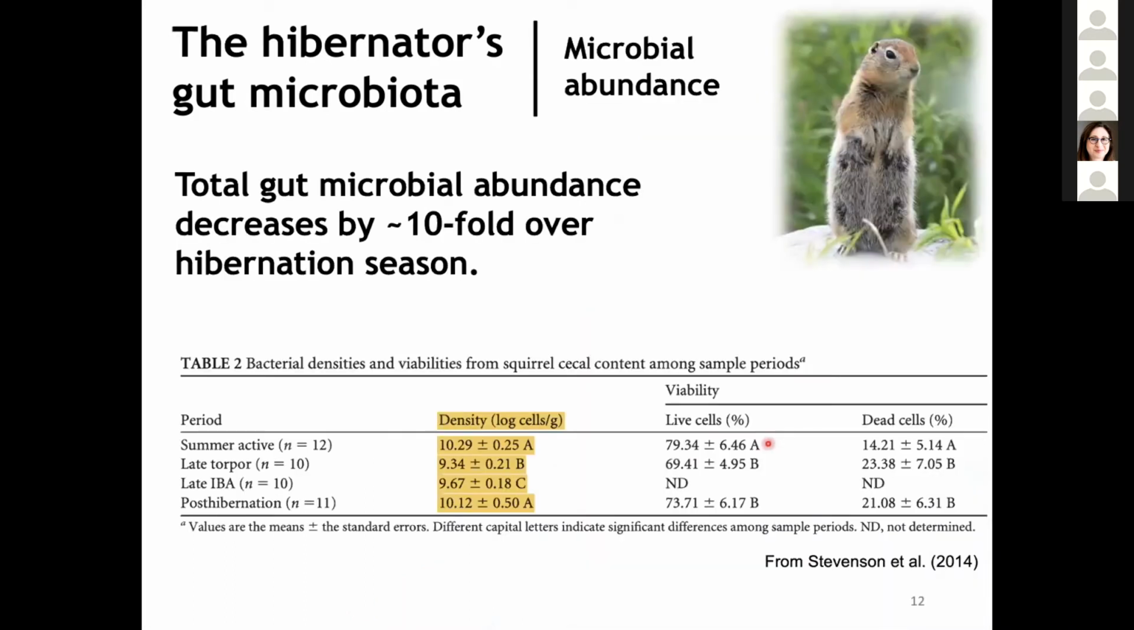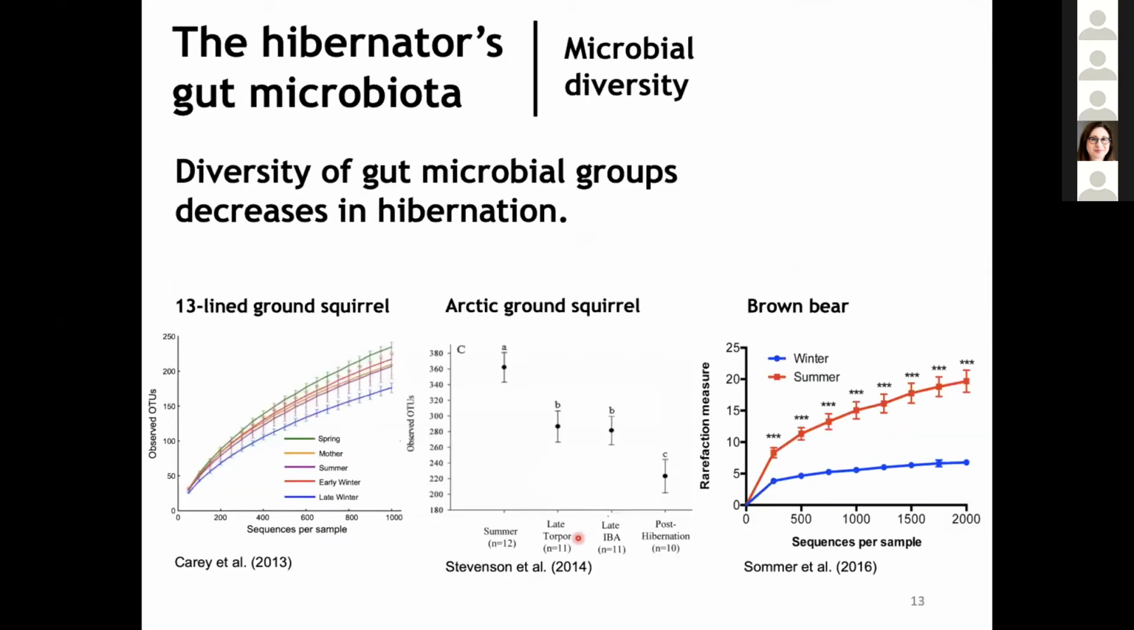So with respect to abundance, and taking a study on the Arctic ground squirrel here as an example, the total abundance of gut bacteria decreases about tenfold by late in the hibernation season relative to summertime, which we see in this highlighted column here. This is a log scale, as you can see. Similar results have also been shown in the 13-line ground squirrel using a different technique, which suggests that decreases like this in overall abundance of gut microbes may be a general trend among fasting hibernators.